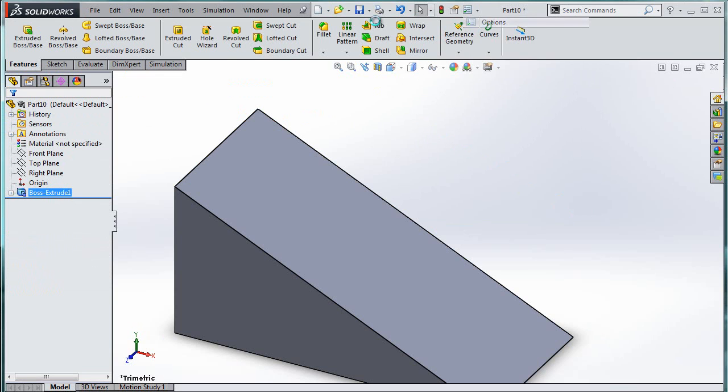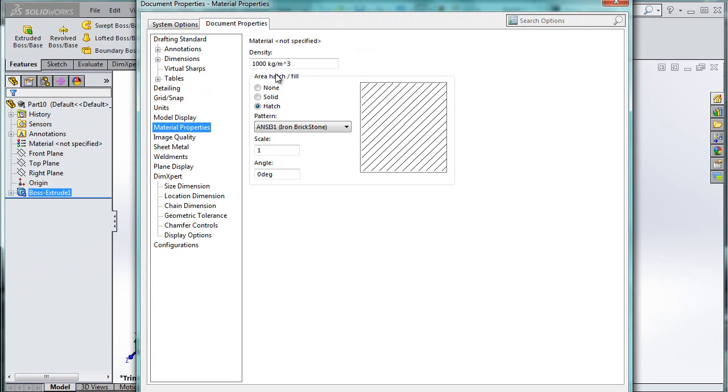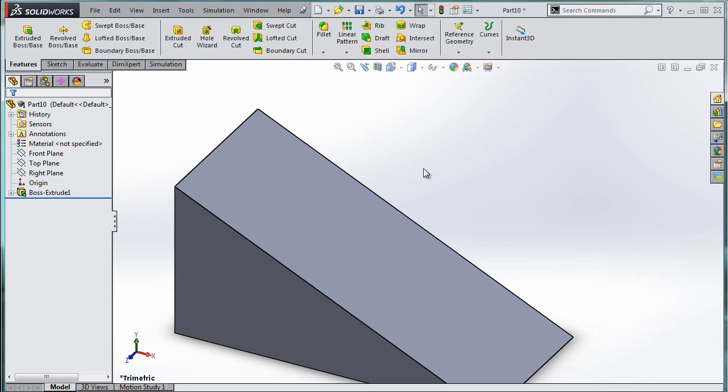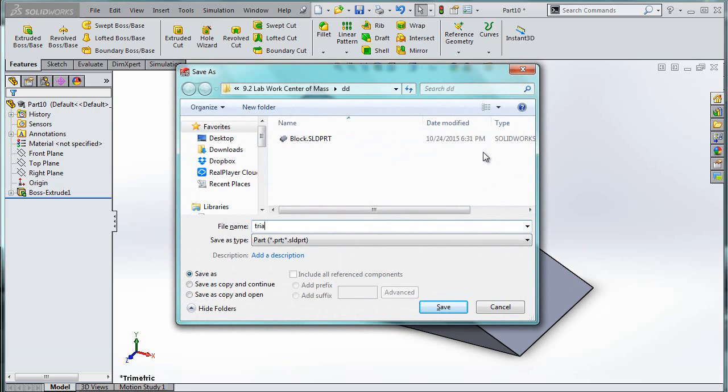And then I'll come in here and I'll again change my options, making sure my units are MKS, and that this here is going to be 5.6. So mostly I just want to do this because it's kind of neat. I'm going to save this as a triangle.